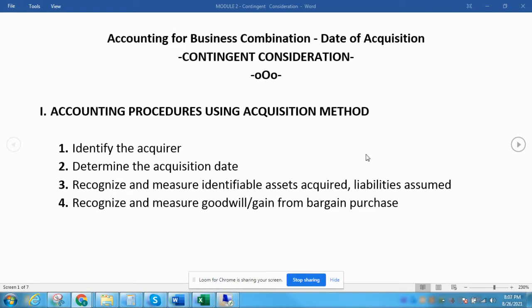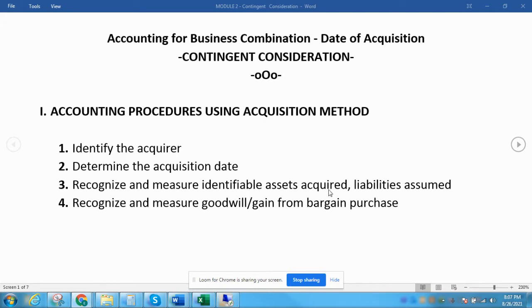Okay, guys, good day. So previously we have discussed the major modes in affecting business combination. Okay, for today we'll be moving into the accounting for business combination as of the date of acquisition.